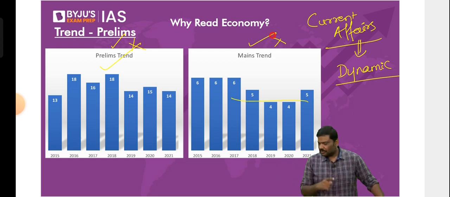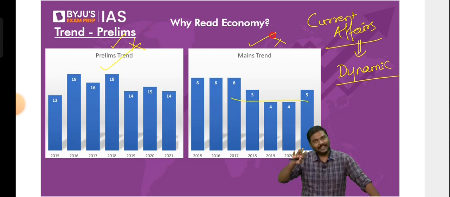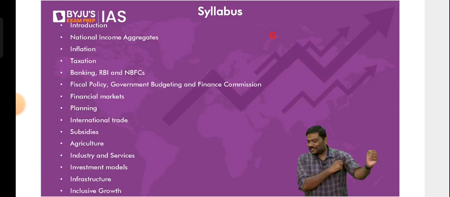But what I would recommend is focus on the trend. Trend holds true. Around 15 questions in the prelims, around 5 questions on an average in the mains will come from Indian economy. In the next 5 weeks, what we will be discussing?